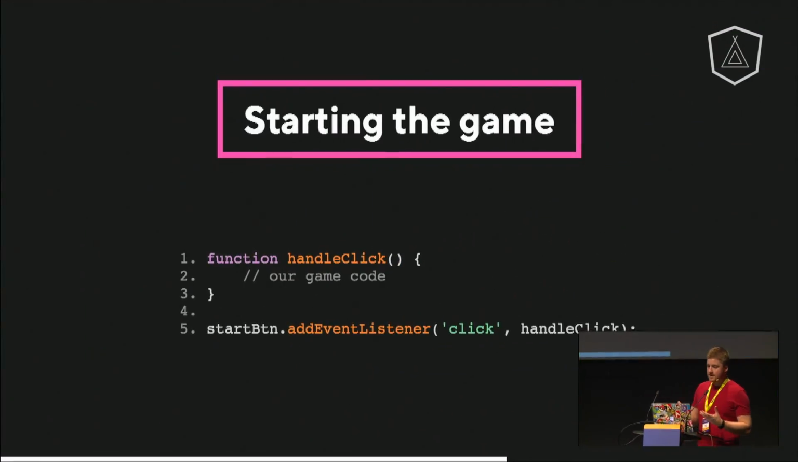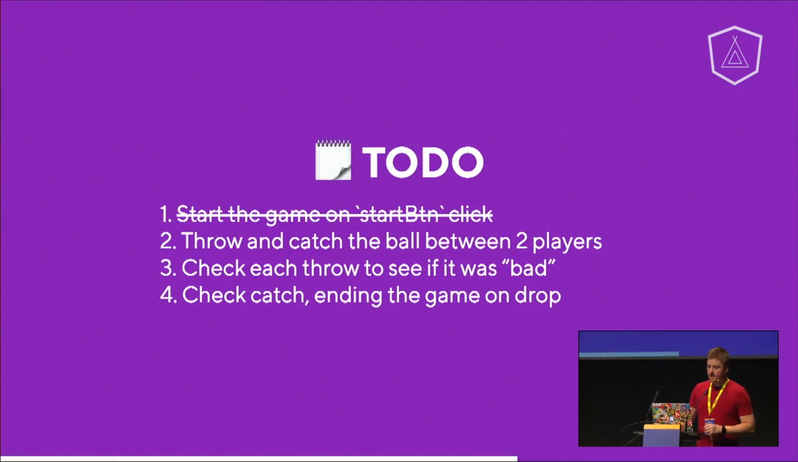So starting the game, really simple. We're just going to be attaching a click handler to the button. So we're just going to have a function called handle click, and everything else we cover now will live inside this handle click function, where it says our game code. So we've done the first thing. Amazing, amazing progress. We're racing through.